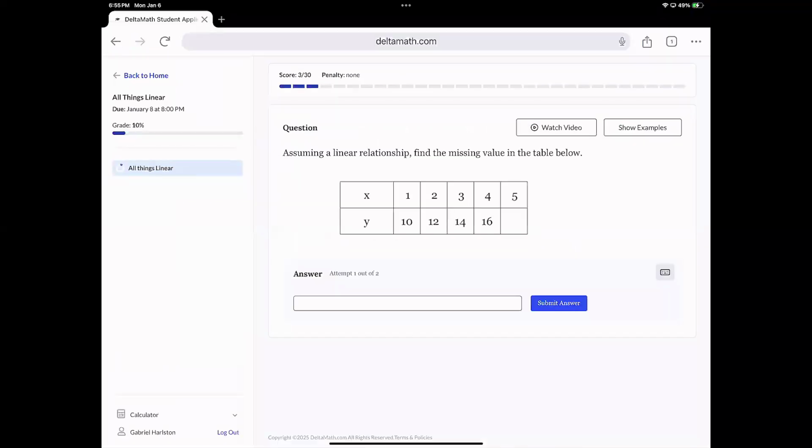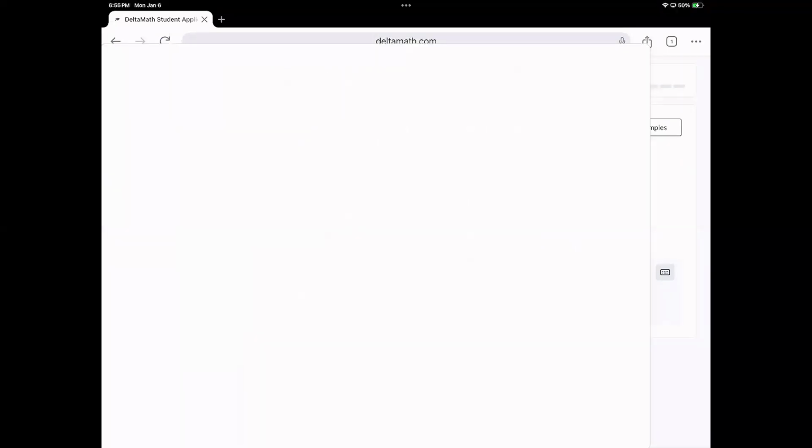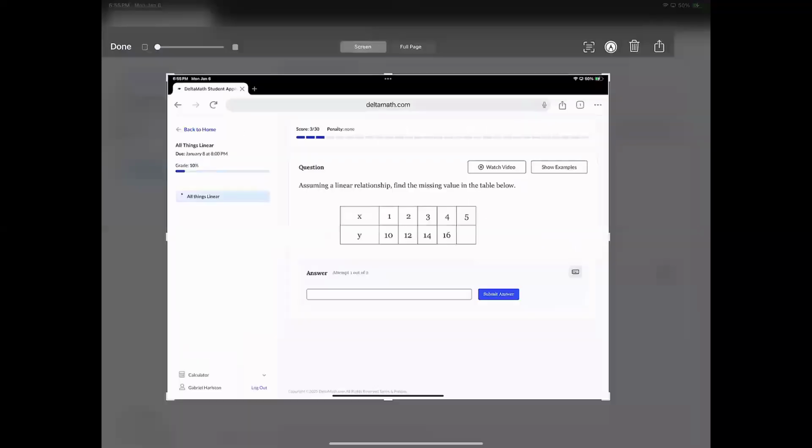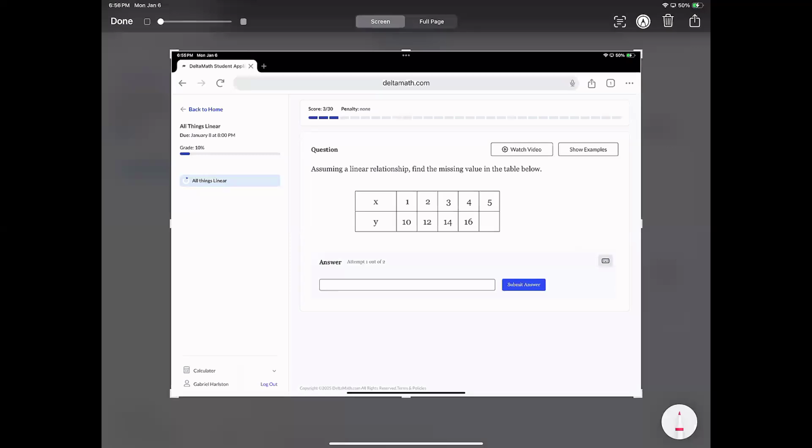All right, this is just a table. We've done these before, but we don't need to enter these into the spreadsheet because all they're asking is how much it is changing by. So remember, I always said start on the right and go to the left. So this will be 16 minus 14, which is 2, 14 minus 12, which is 2, 12 minus 10, which is 2. So you can see that it's going up by 2. So that means that this is going to be 18.